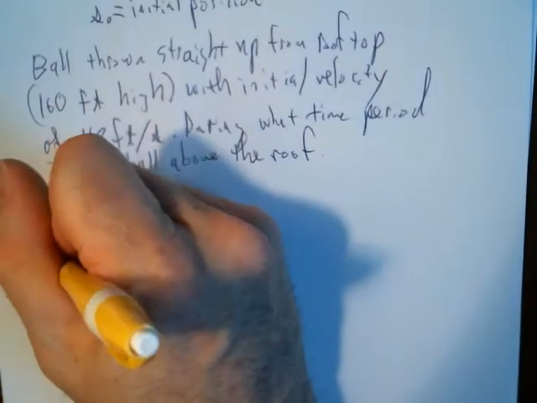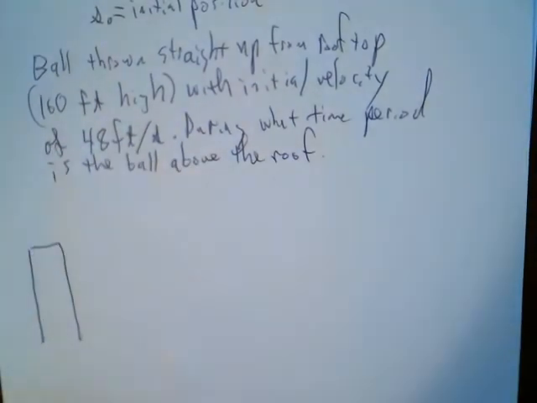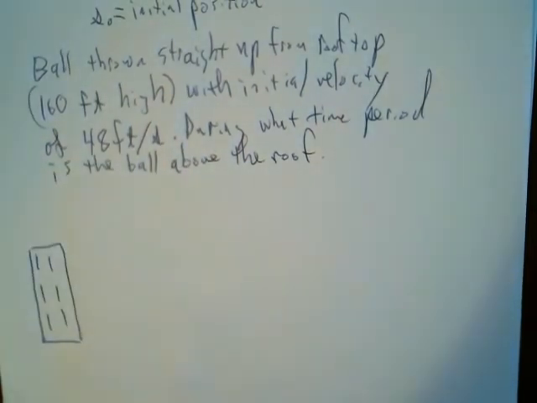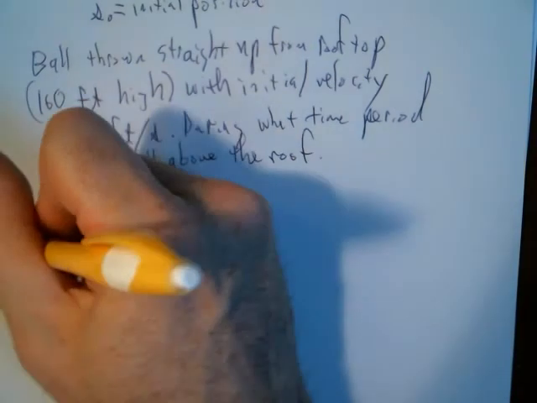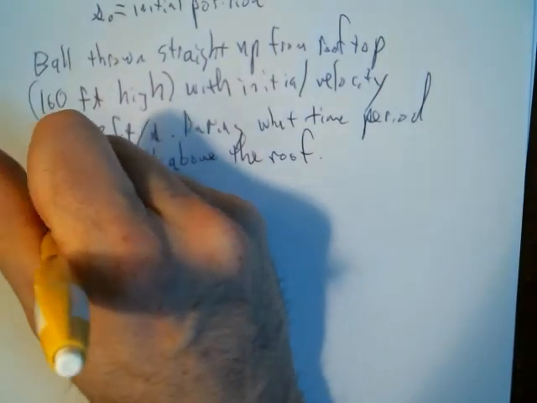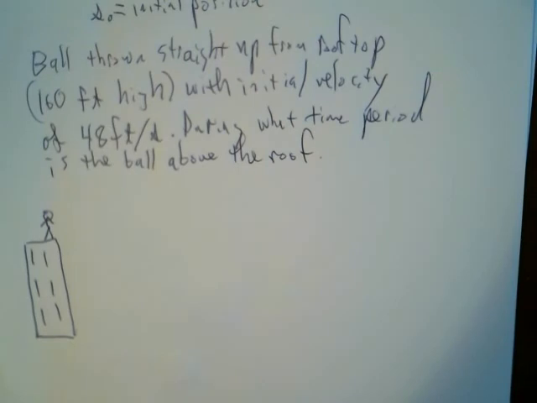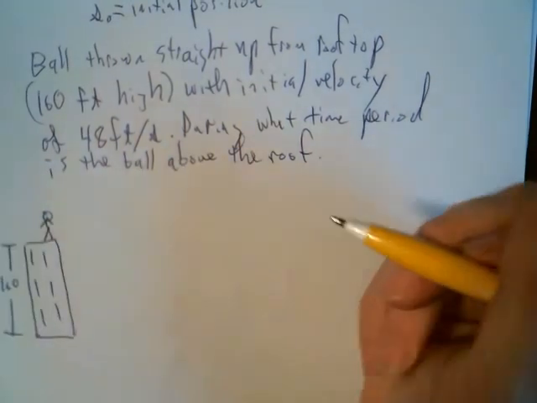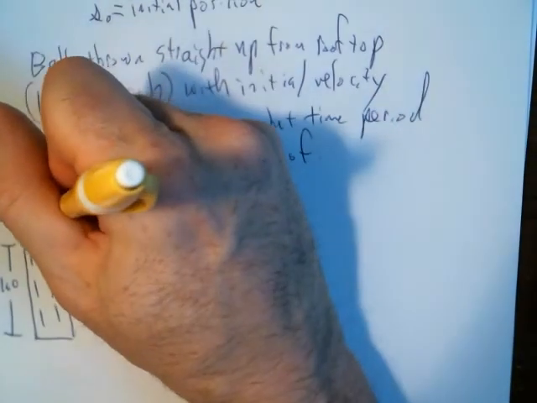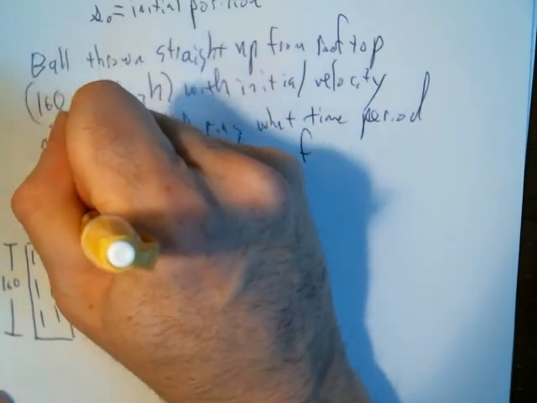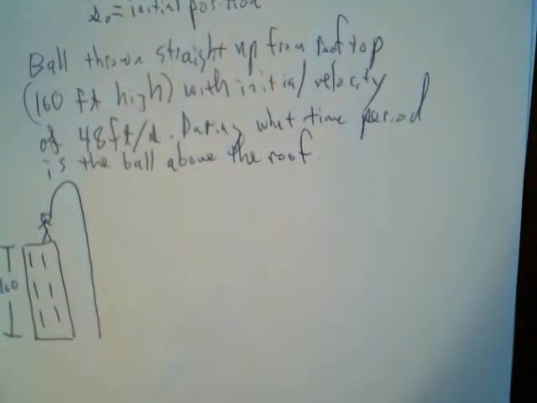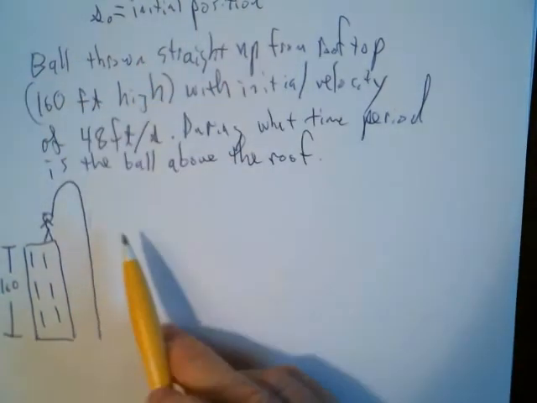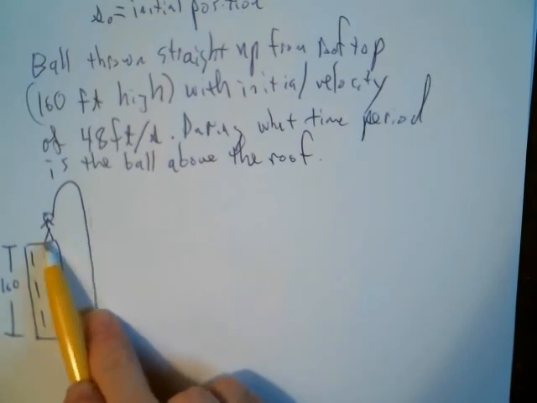Okay, so a picture maybe is in order here. Here's our building. It has some windows on it, and there's somebody on the roof throwing a ball up in the air. The height of the building is 160 feet, and the person is throwing the ball straight up, and then it's coming back down, right? So what do we want to know? We want to know during what time period is the ball in this region, from here to here. Right?